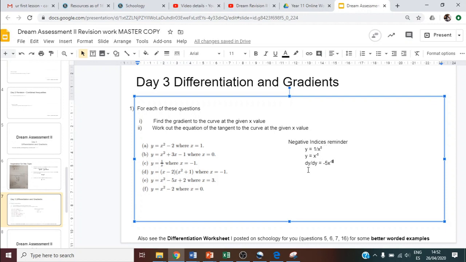Okay, so there's an example of a fraction, which I first have to get into the right format, and then I've differentiated it. So you're going to have to do the same sort of thing with this one here, and then we'll substitute negative 1 into your differentiated answer and work out what the gradient is.